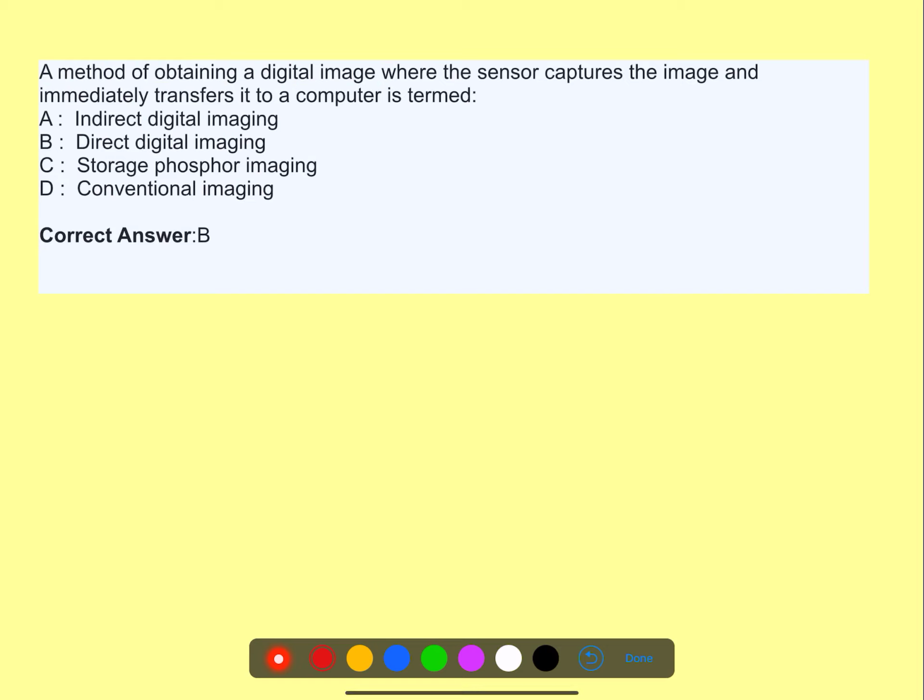A method of obtaining a digital image where the sensor captures the image and immediately transfers it to a computer is termed direct digital imaging. Here you may be confused between indirect and direct digital imaging. So here this is a method where the sensor captures the image directly. As the sensor is capturing the image directly, it is direct digital imaging.